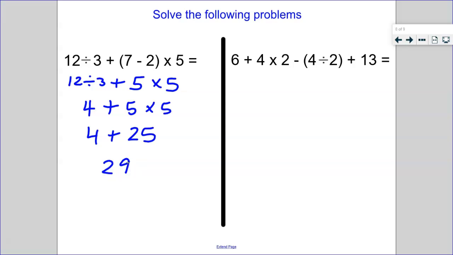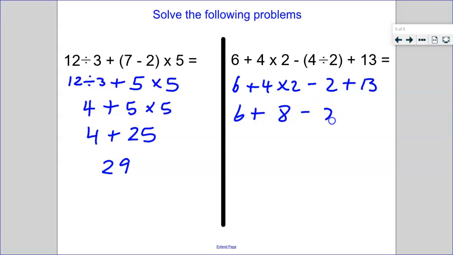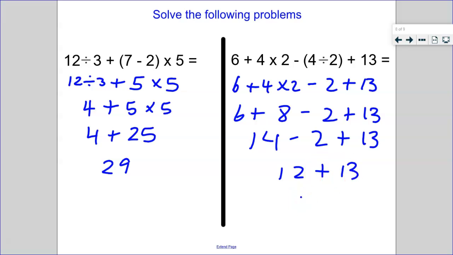All right, next one, brackets first. And I do want you to rewrite all this for now, okay? Just getting back into the steps of BEDMAS. Okay, multiplication is next. 4 times 2 is 8. Now we've got addition and subtraction in the order they occur. 12 plus 13 is 25.